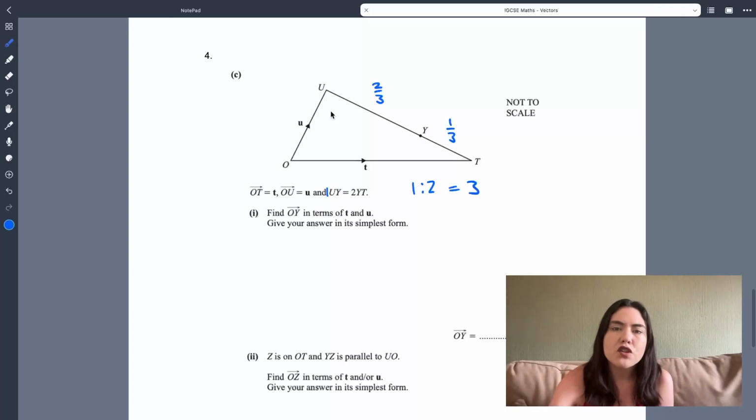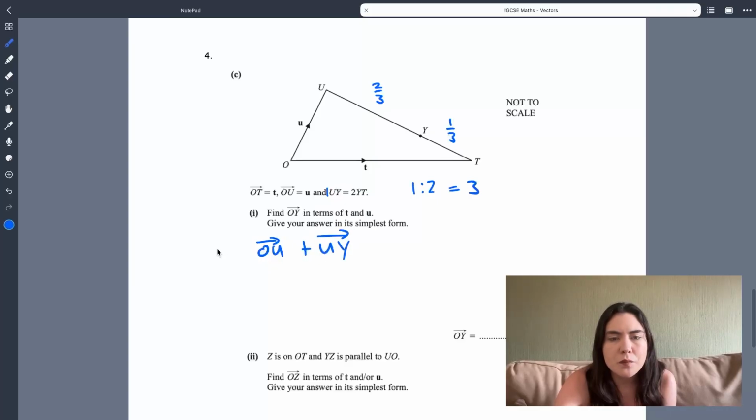So we have to find OY. Now, this kind of question is a little bit challenging because we haven't done any of the pre-work that we need to do. So we're going to have to do that in this question. What do I mean by that? Well, let's have a look at how we get from O to Y. We can't go directly, so we're going to go the long way around. So we go from O to U, and then we go from U to Y.